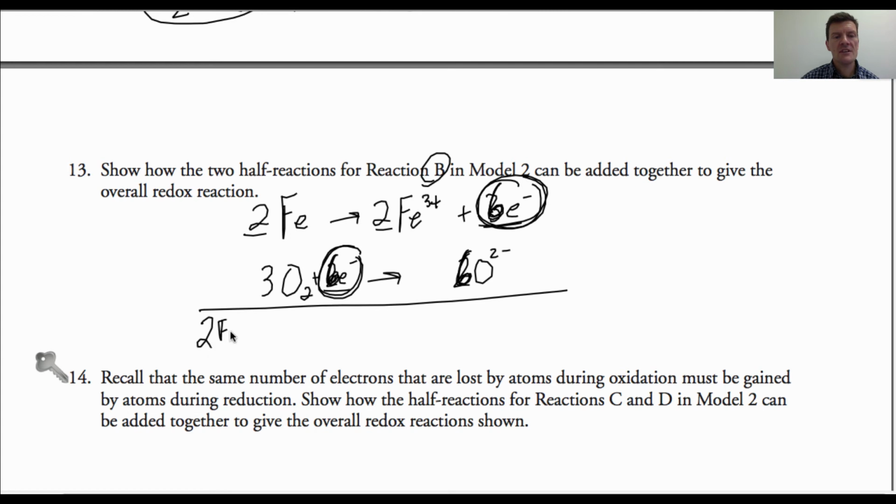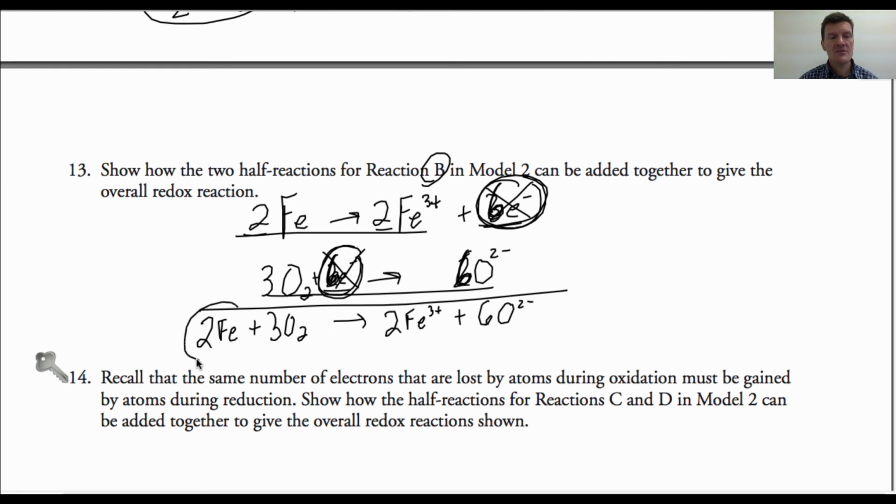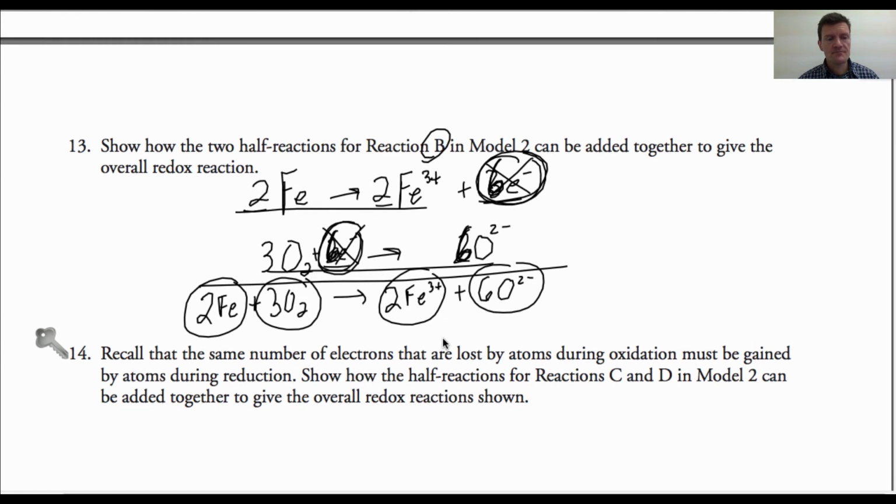So it's 2Fe plus 3O2 producing 2 Fe³⁺ ions and 6 O²⁻ ions. I don't need the electrons in my final equation anymore once I have used them to balance the charges, to balance the transfer of electrons. And balancing that transfer of electrons also gives me the correct coefficients to balance my other elements. Okay, let's check. I have 2 irons on both sides? Yes. I've got 6 oxygens on both sides? Yes. 3 times 2 and 6 oxygen ions there. It's a great way to balance a redox reaction.